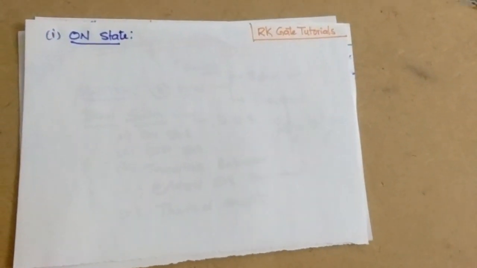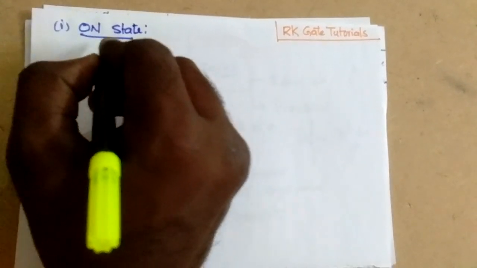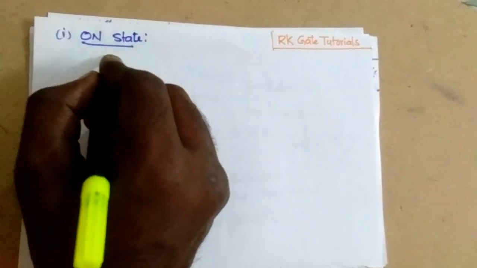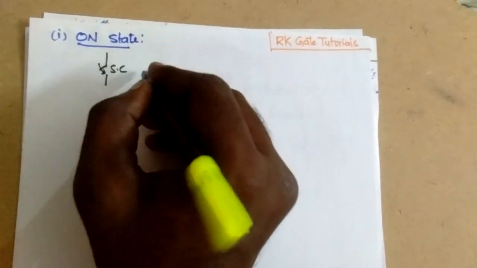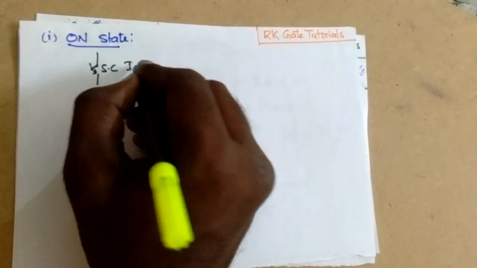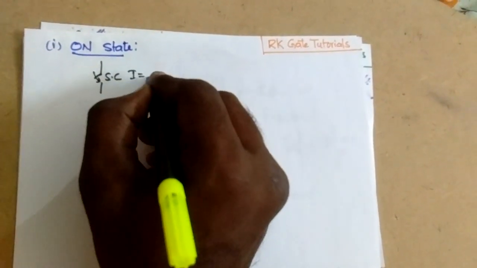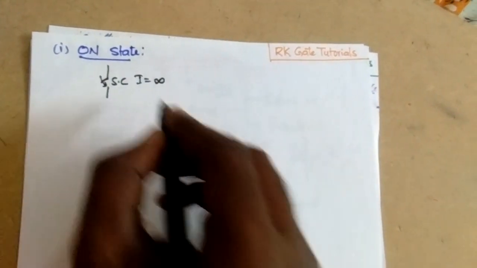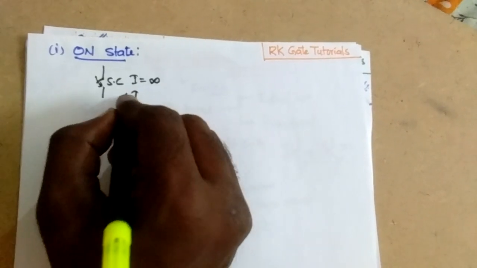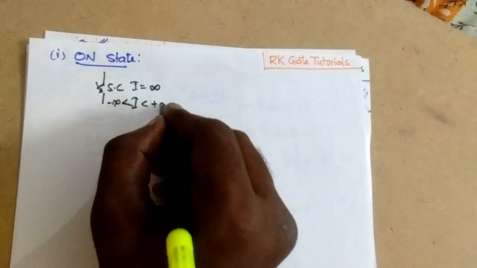Let us discuss the on state first. So what is the on state? Just now we discussed that during the on state, we make the switch on, which means we are closing it into a short circuit. During the short circuit, the current is going to be maximum. Since it is an ideal switch, this can be infinite. The current can vary from minus infinity to plus infinity.